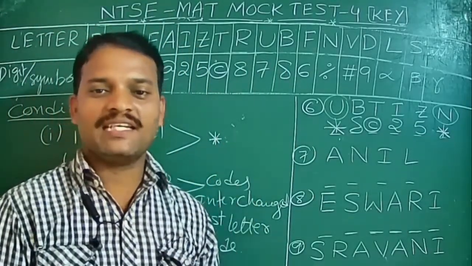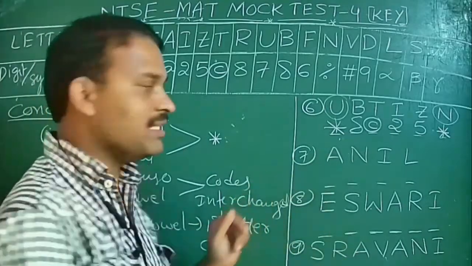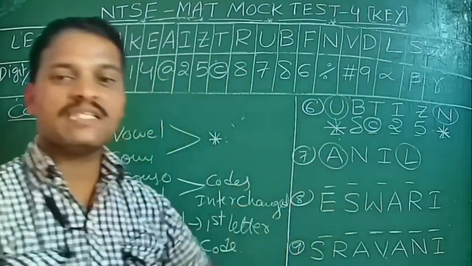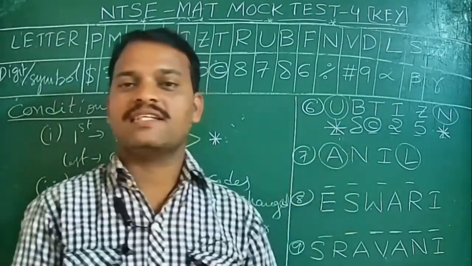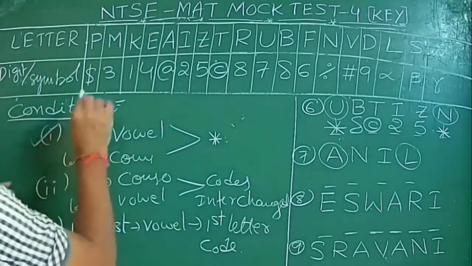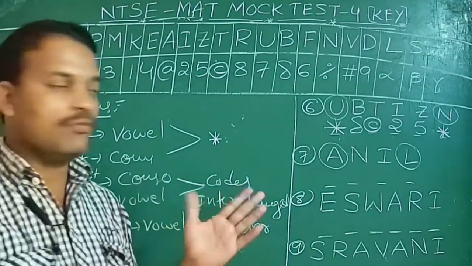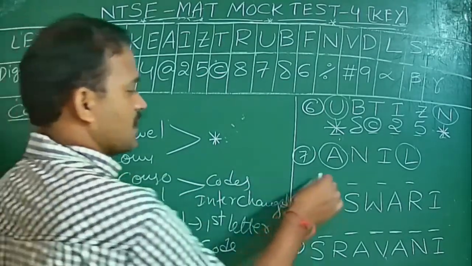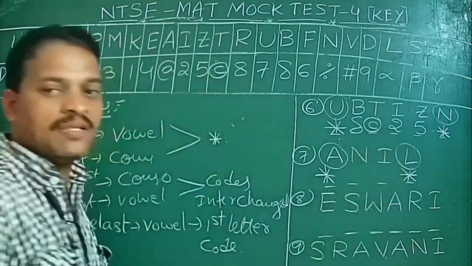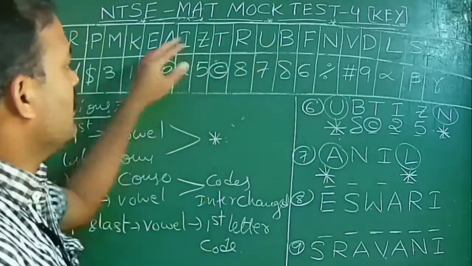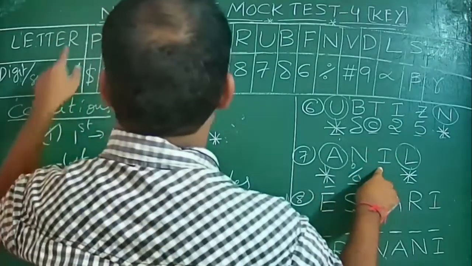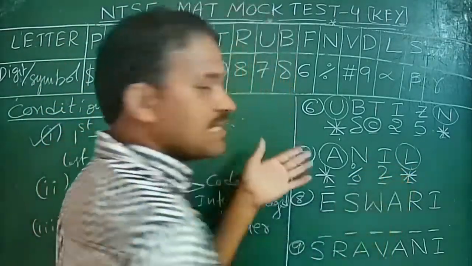Okay. So similarly, the seventh one is Anil. Anil means first observe the first letter and the last letter. The first letter is A, E, I, O, U vowel, the first letter is A and the last letter is a consonant. So again the first condition must be followed. The first letter is a vowel and the last letter is a consonant, means the code must be star. Okay. So for the letters in between, using this table, N is what? N is the percentage symbol, and what is I? Where is I? I is nothing but 2. So that is the seventh one's answer.